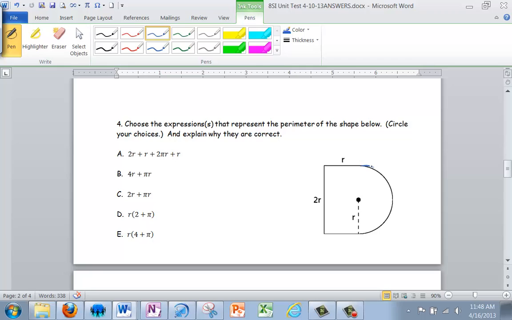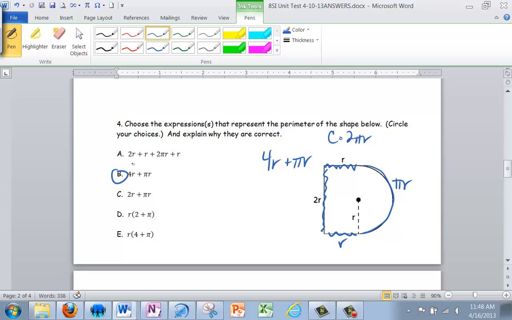A lot of you got the fact that this was a half of a circle. So if the circumference of a circle is 2 pi r, then this is half of that, which would be pi r. And then you have an r here, a 2r here, and another r here. So r plus 2r plus r is 4r plus pi r. So when I did it without even looking at the choices, I got 4r plus pi r.